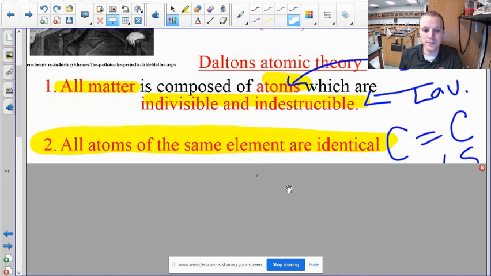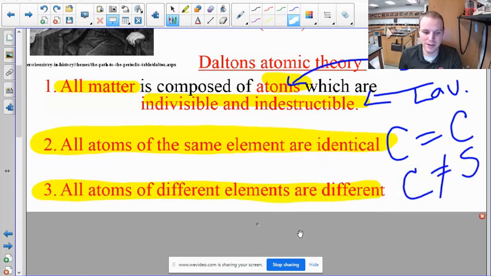Part 2, all atoms of the same element are identical. So that means that all carbon atoms are identical to each other. So if 2 atoms are carbon, they're identical in every way. Now, we know that's not true today, but remember, this is back then. This is the beginning of the idea of atoms and that kind of thing. And so this was part of Dalton's atomic theory, and this is an important step along the way. Part 3 is similar. All atoms of different elements are different. So all carbon atoms are identical to carbons, but carbon atoms and sulfur atoms are not the same. They will have different properties. They will not be identical like atoms of the same element.